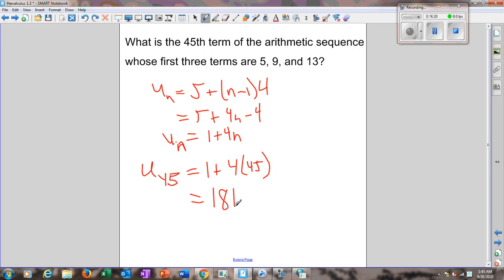Okay, I'm going to give you plenty of practice on these, both writing the recursive and explicit formulas and finding a certain term.